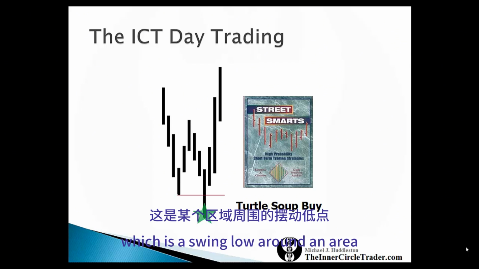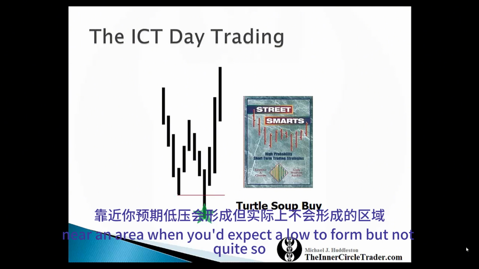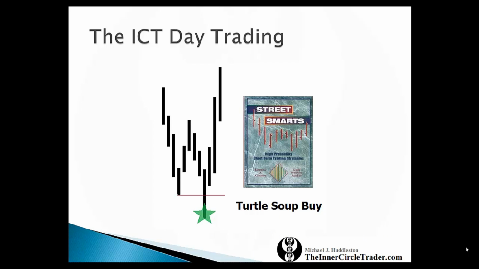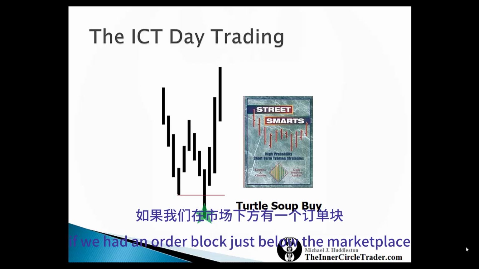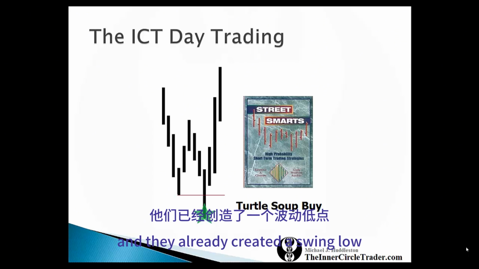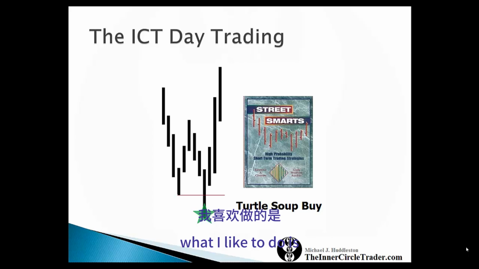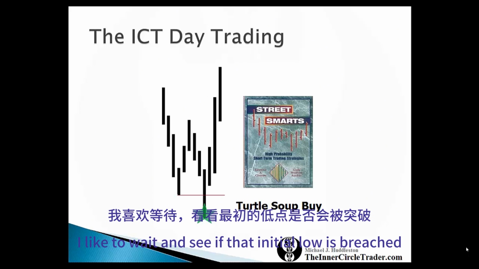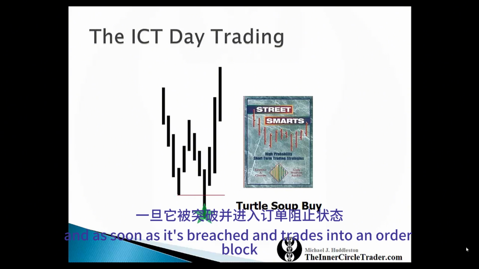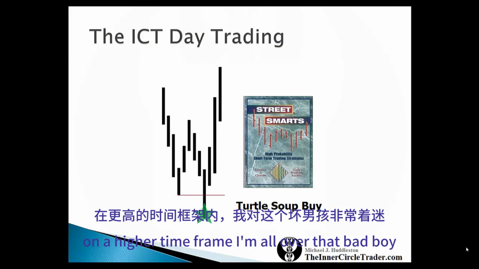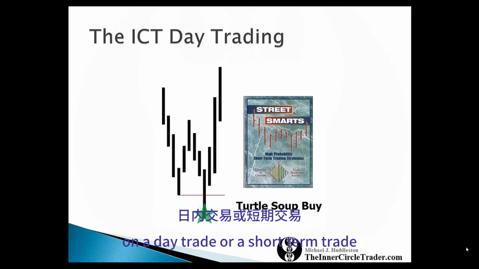In other words, if it's a swing low near an area where you'd expect a low to form, but not quite so precise, for instance, if we had an order block just below the marketplace and it had already created a swing low and starts to turn around a little bit, what I like to do is wait and see if that initial low is breached. As soon as it's breached and trades into an order block on a higher time frame, I'm all over that on a day trade or a short-term trade.